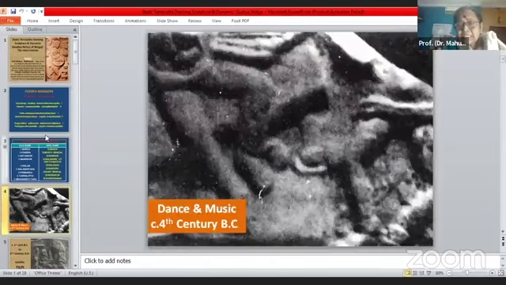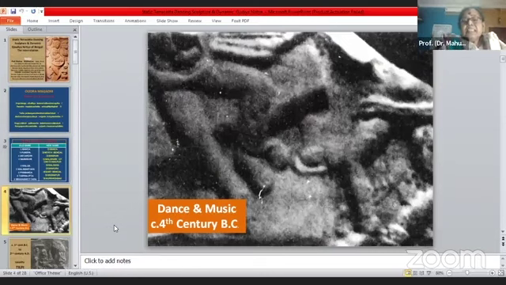Next slide, please. This is 4th century BC from Chandraketugarh. I'm grateful to the late Dr. Niranjan Goswami, the former curator of Ashutosh Museum, Calcutta University.